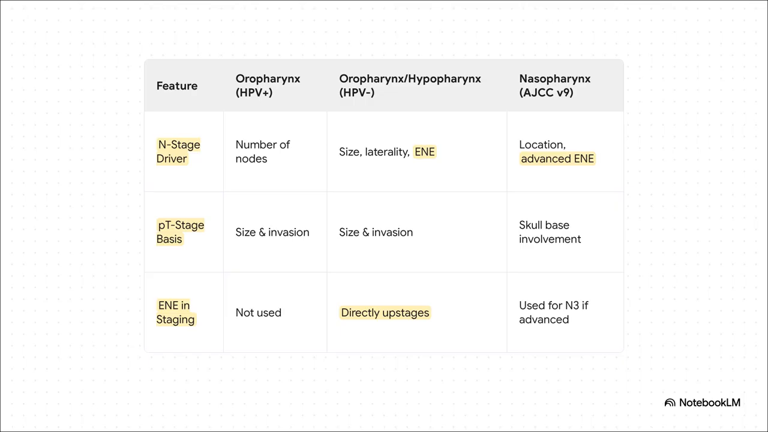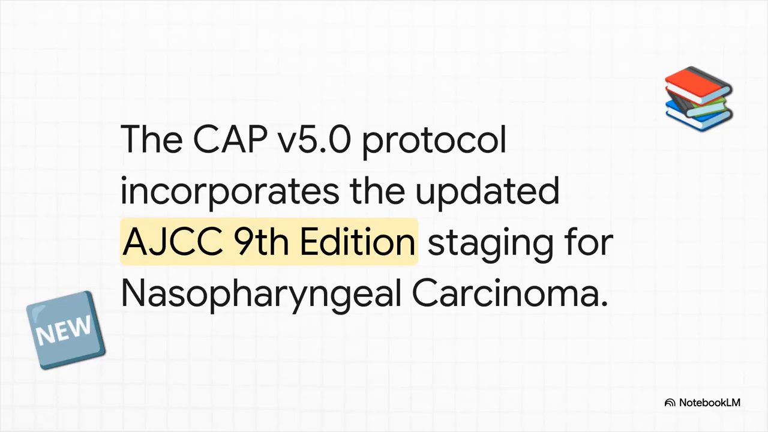For an HPV-positive tumor, the end stage is all about the number of positive nodes. But for an HPV-negative tumor, the mere presence of ENE can dramatically upstage the disease. Use the wrong table, you get the wrong stage. It really is that simple. And speaking of using the right map, it's also about using the newest map. You've absolutely got to stay current. This latest CAP protocol, version 5.0, specifically brings in the brand new AJCC 9th edition staging for nasopharyngeal carcinoma because it reflects the absolute latest evidence for that one specific site.